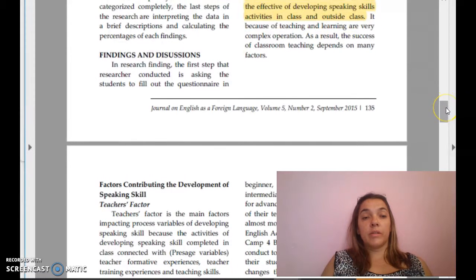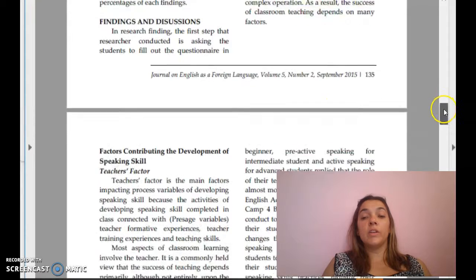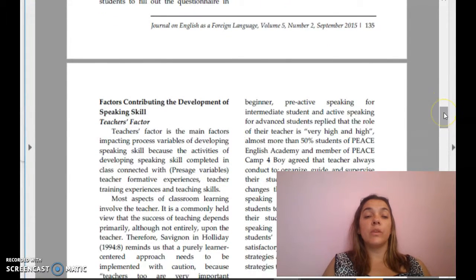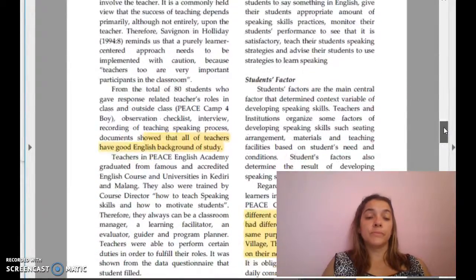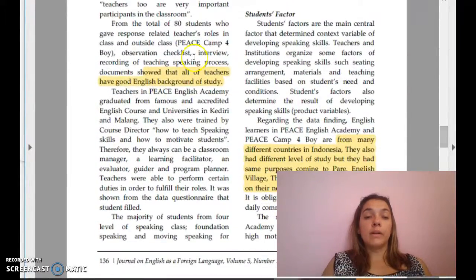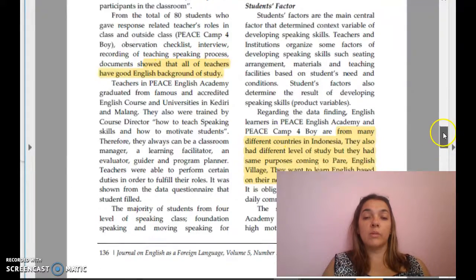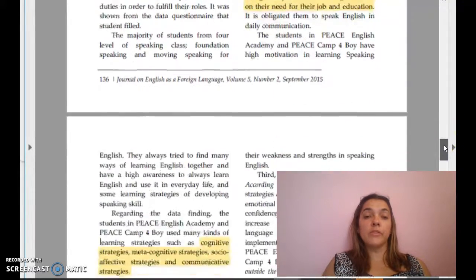They have the findings and discussions. When they finish collecting the data, they do this part and have some conclusions about the information.